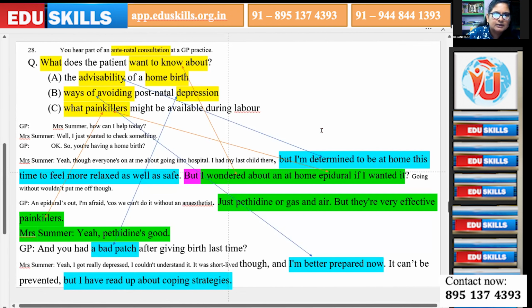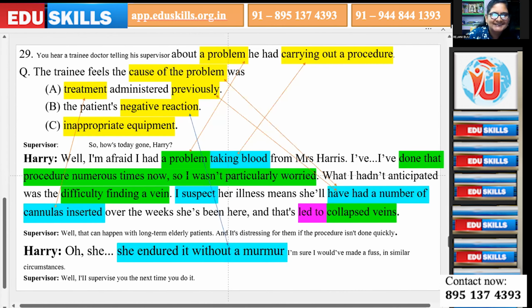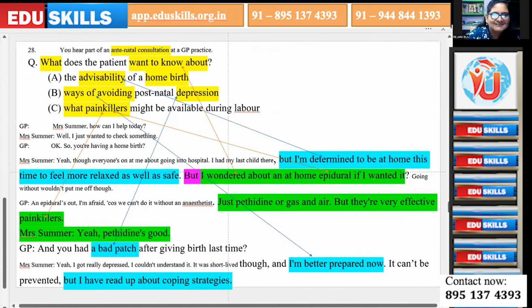Again, ways of avoiding depression: we have already seen that she's telling that she's prepared. So that's not the answer. What painkillers might be available during labor? She is concerned about the painkillers available, and they are explaining more about that only. She asked about an epidural, but an epidural is not possible. He gives some other suggestions like pethidine or gas, and she agreed with pethidine. Option C is the answer, right? Yes, C is the answer.